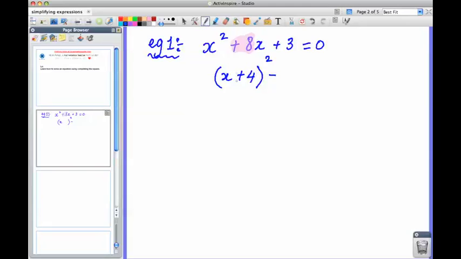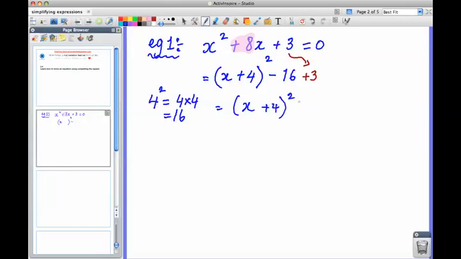Next, I'm going to square the 4. 4 squared is equal to 4 times 4, which is equal to 16. So here, I'm going to write 16. And then finally, I'm going to bring down the plus 3. So I end up with x plus 4 squared, and minus 16 plus 3 is equal to minus 13.